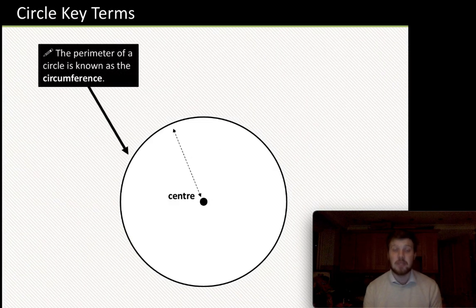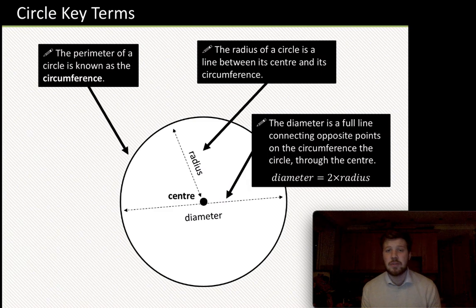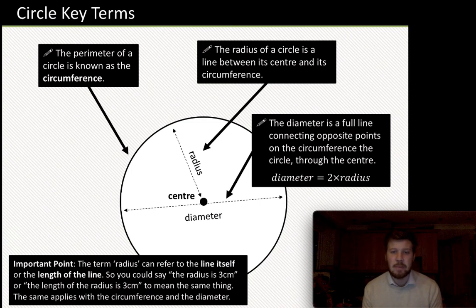So what this means is we've got some key terms. We have the perimeter, which is our circumference, the radius, which is between the circumference and the centre, and then we have the diameter, which is twice the radius. The most important thing to remember is that the radius is the line itself, so a radius of 3 means that every single circle is going to have a radius of 3, and there's no other defining features for a circle.